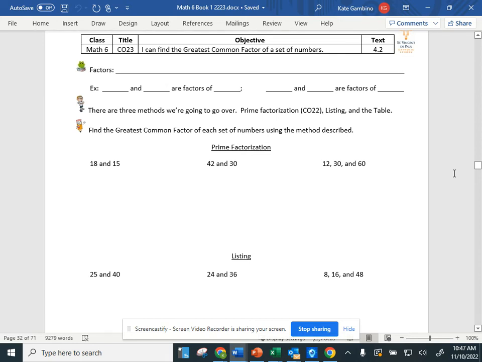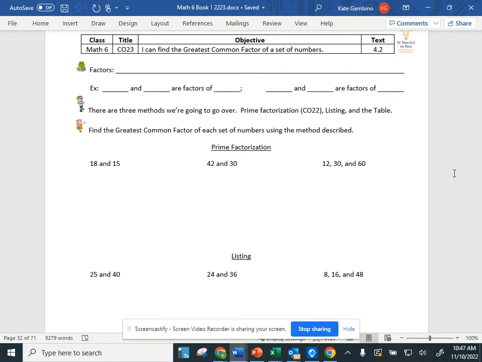Good morning. Today we are continuing with those prime factors. Today we are talking about CO23. I can find the greatest common factor of a set of numbers. So we're working on finding the greatest common factor this time.